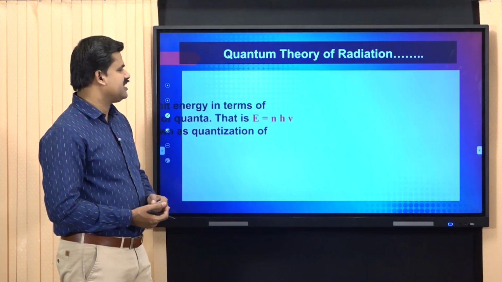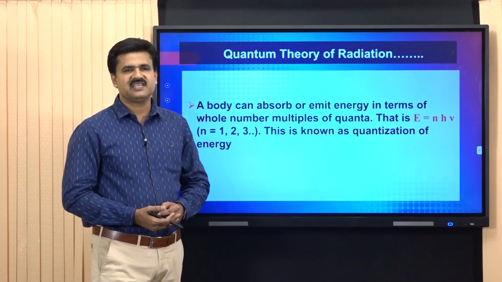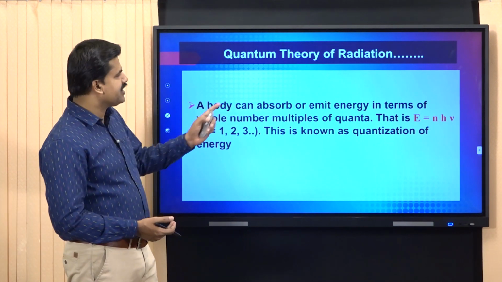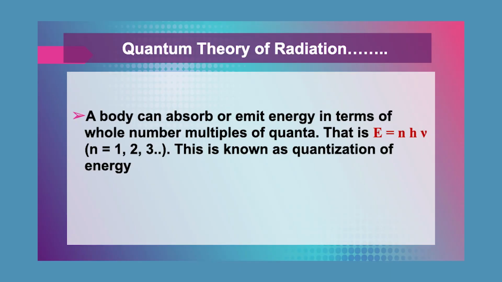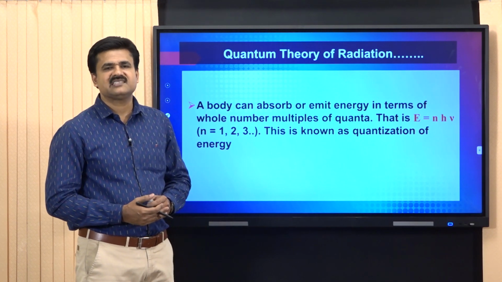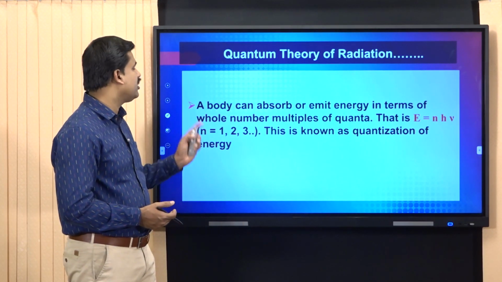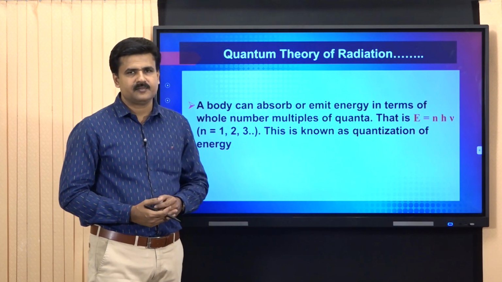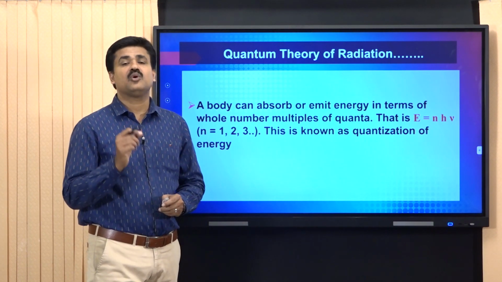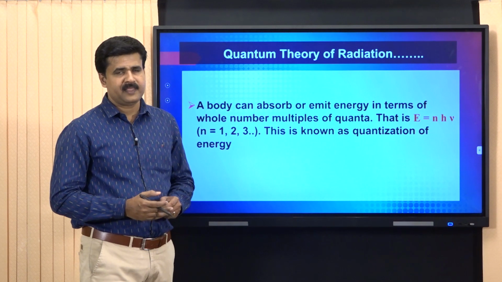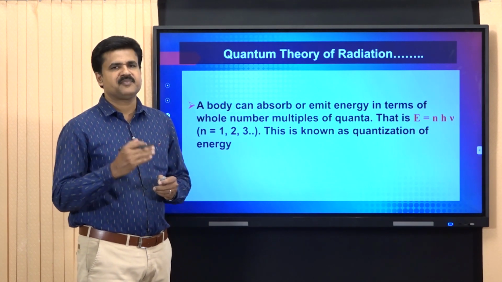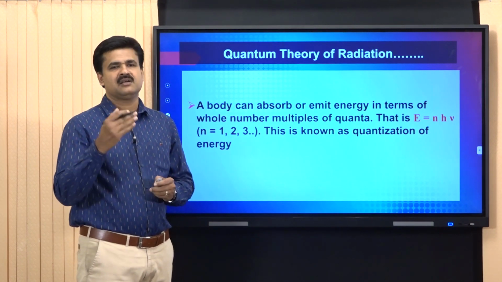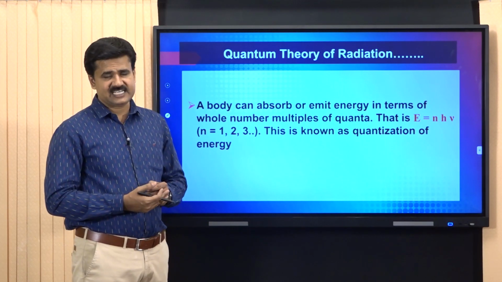This is the second postulate of Planck's quantum theory. The final postulate of Planck's quantum theory is this: a body can absorb or emit energy in terms of whole number multiples of quanta, that is, E is equal to n h nu, where n is a whole number 1, 2, 3, etc. This is known as the quantization of energy. By these three postulates, we can conclude about Planck's quantum theory of radiation.